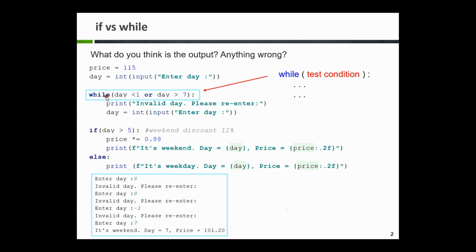A while loop works a little bit like if. It has a test condition, and as long as the test condition is true, it keeps repeating. The only difference between an if and a while is that if tests the condition only once, but a while loop keeps testing the test condition until it is false before it moves on to the next statement.